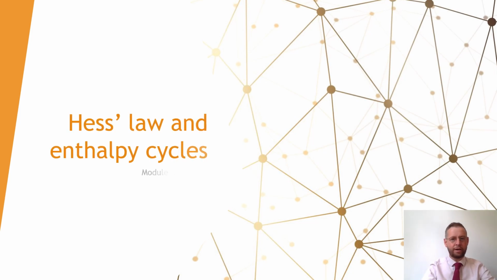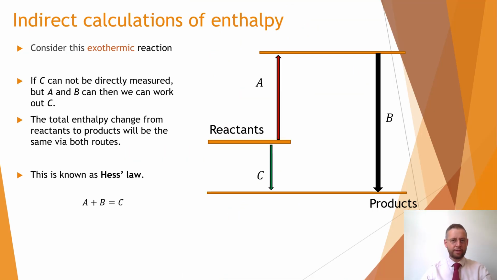In this section, we're going to look at Hess's law and enthalpy cycles. There are some situations where we cannot directly measure the enthalpy of a reaction. And so what we have to do is be very crafty and try and figure out what that unmeasurable enthalpy was. This is an indirect measurement of the enthalpy.